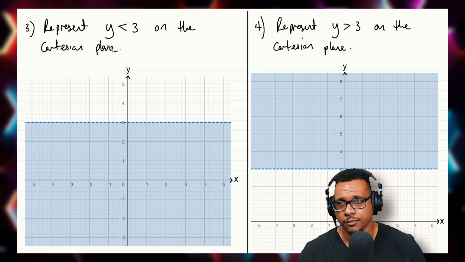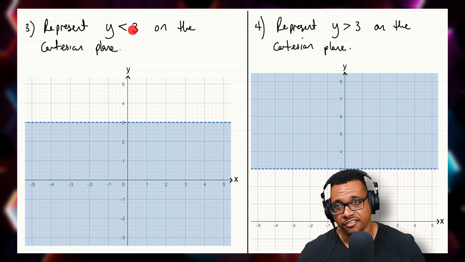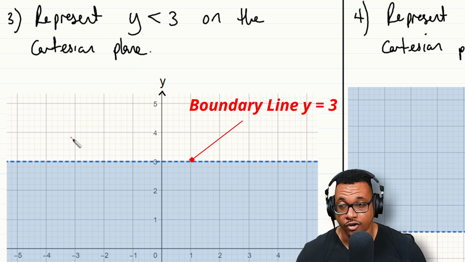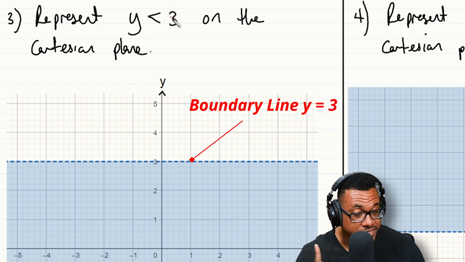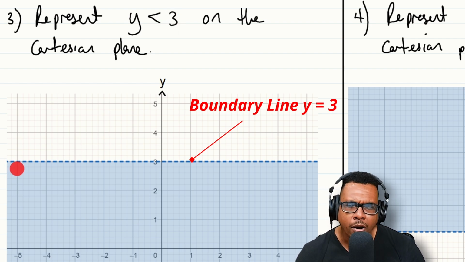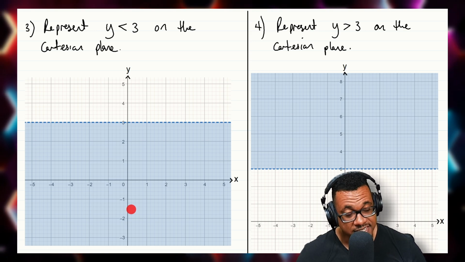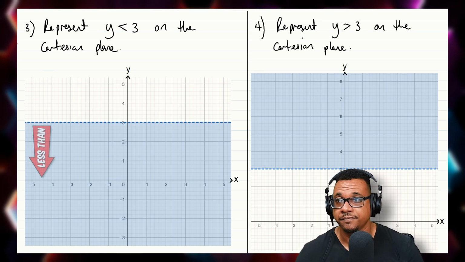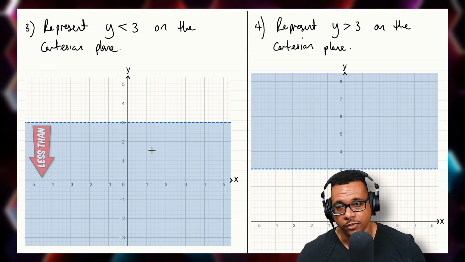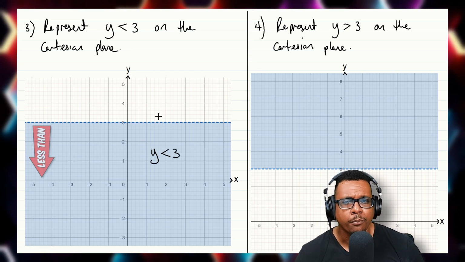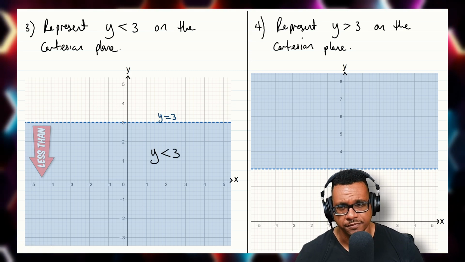Now if we come across here, we have to represent y is less than 3 on the Cartesian plane. Again, for our boundary line, we're going to draw a horizontal line passing through 3 on the y-axis. But this time it is y is less than 3, not equal to 3, it's just less than 3. And that's why our boundary line is a dotted line. And of course, we shade below the line because that's representing y is less than 3. So below the line is y is less than 3, and our boundary line is y is equal to 3.